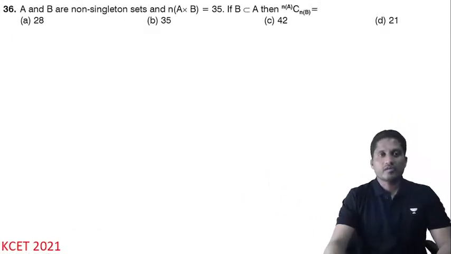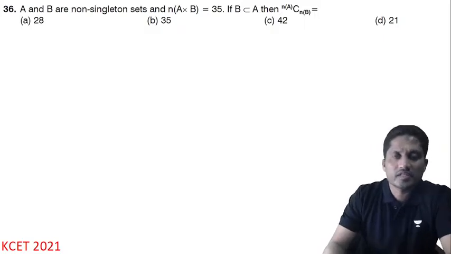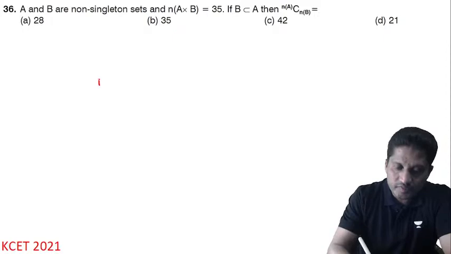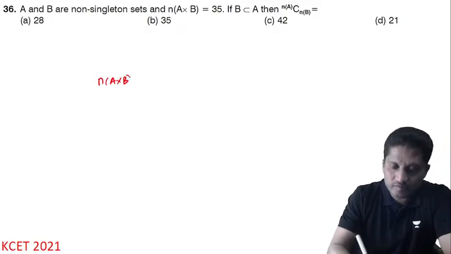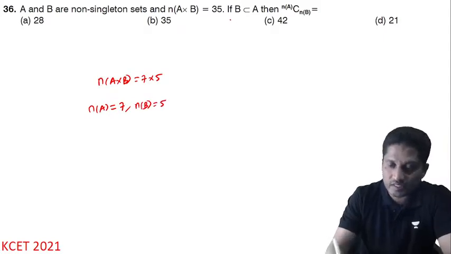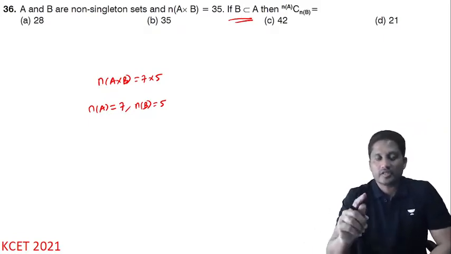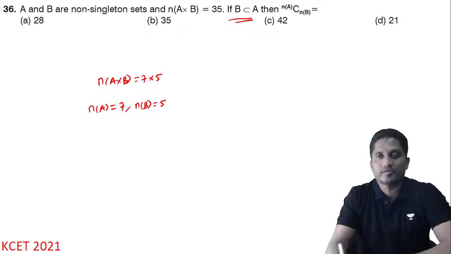A and B are two non-empty sets. N of A cross B is equal to 35. B is a subset of A. So this means that N of A cross B is equal to 7 into 5, right? 5 sevens are 35. This means that N of A is equal to 7, N of B is equal to 5. It cannot be the other way, because it is given in the question that B is a subset of A. B is a subset of A means B should be present in A. So N of A should be 7, N of B should be equal to 5.